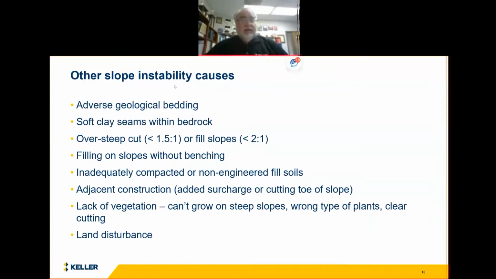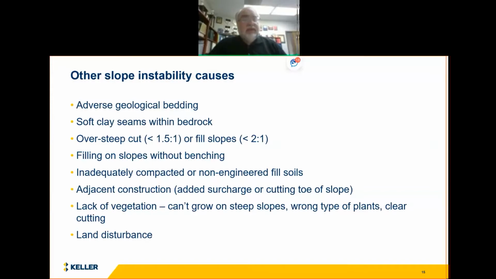I apologize. So what are some other instability causes in slopes? Well, it could be adverse geological bedding. If the beds are dipping into your slope and you cut into it, for example, you're going to have gravity acting against you if there's sliding along the beds. That also can happen, of course, when you have soft plane seams in the bedrock, which is a pretty common condition in a lot of different geologies.